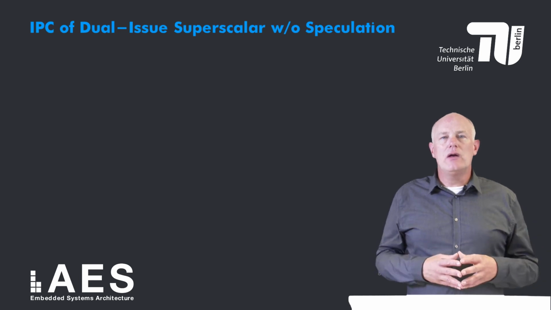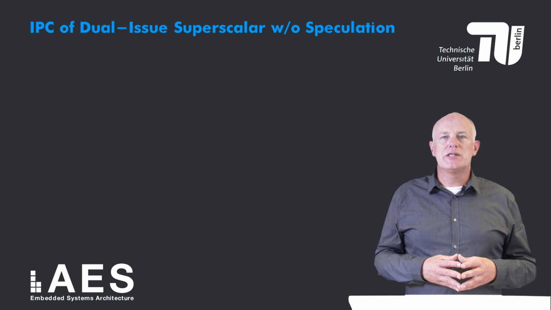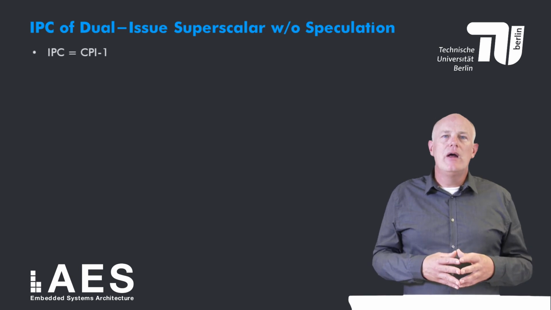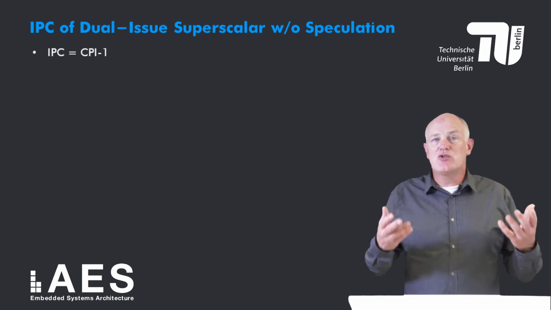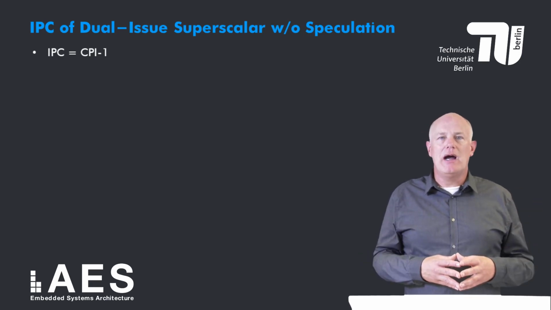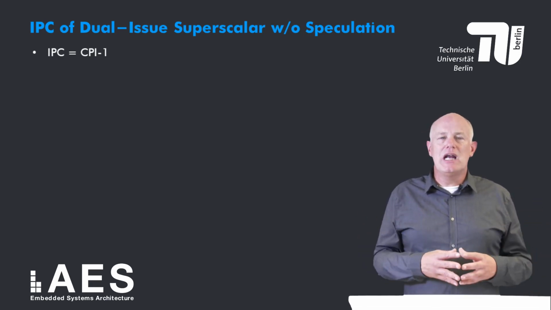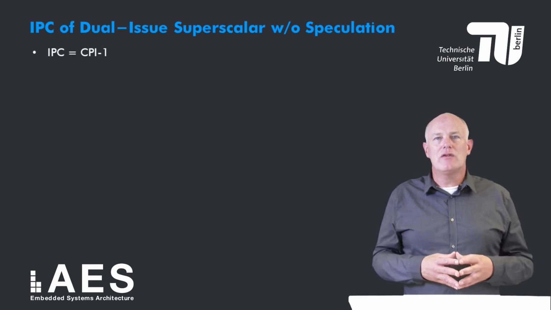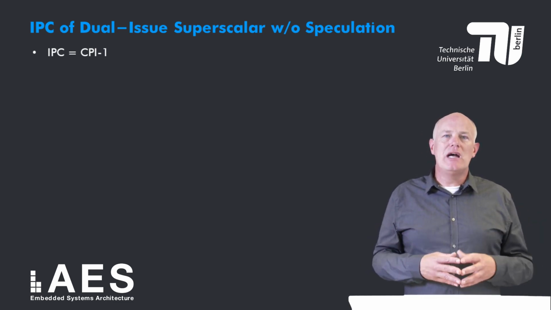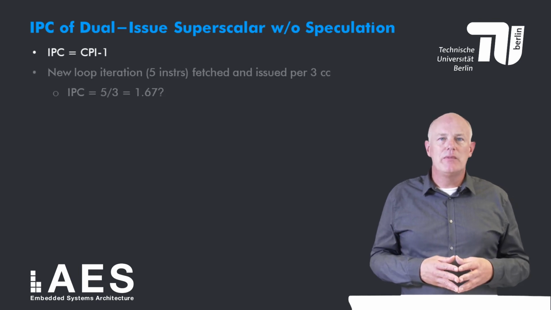I now want to calculate the IPC achieved by our code example on our dual issue superscalar processor without speculation. IPC? Didn't we use CPI before? Well, IPC, instructions per cycle, is just a reciprocal of CPI. Since the rise of superscalar processors, many researchers report IPC instead of CPI, so don't be surprised if you see it in a research paper.